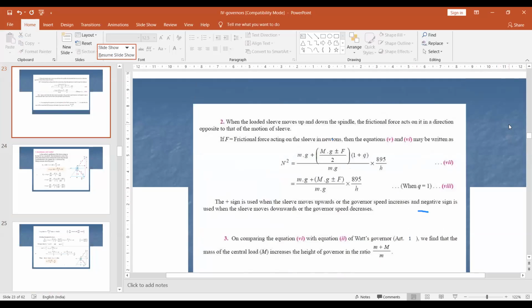Okay, guys. This is the speed value of our Porter governor: N square equals small mg plus capital Mg plus or minus f by small mg into 895 by h.